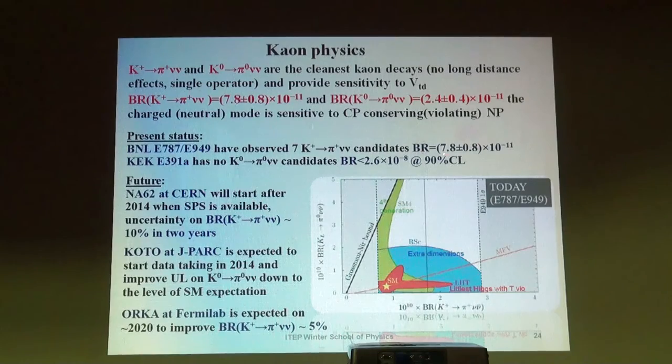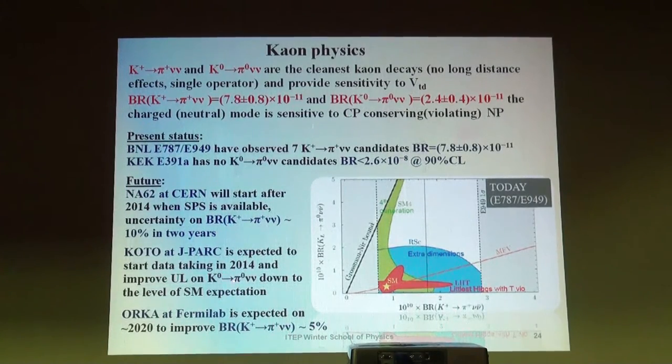I think it's the wrong number for the error here. Up to now, K0 to pi 0 two neutrinos is not seen, and the upper limit is still quite far from the standard model expectation. In future, there is a plan to study this decay mode at CERN after 2018. They expect that after 2 years of data taking, they can get an accuracy of about 10% in the branching fraction for this decay mode.